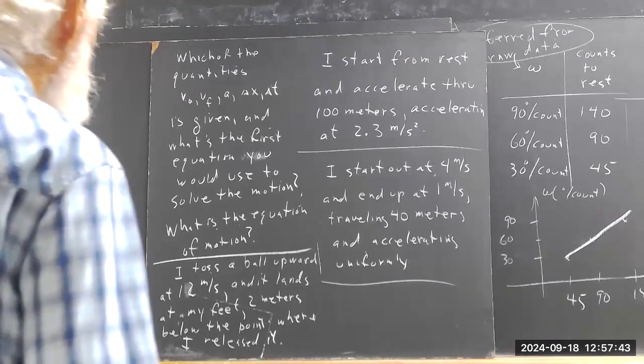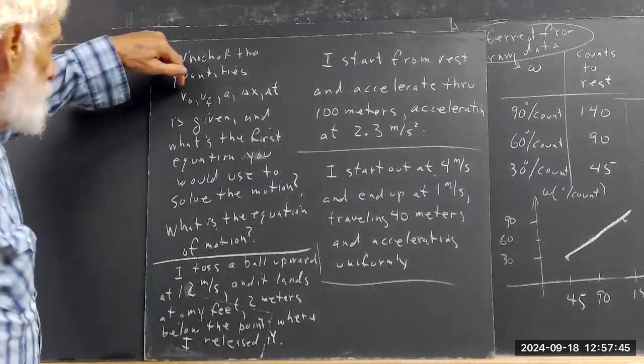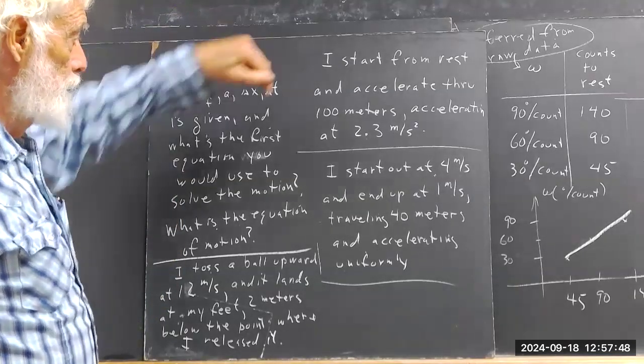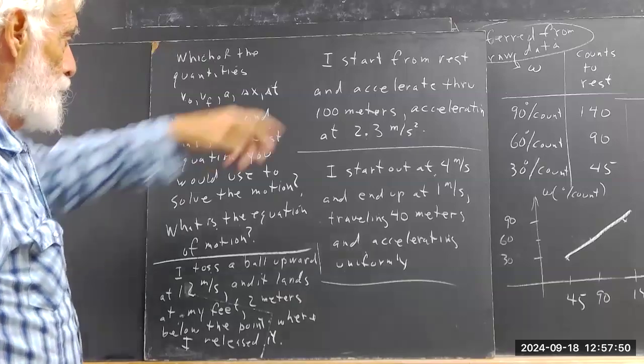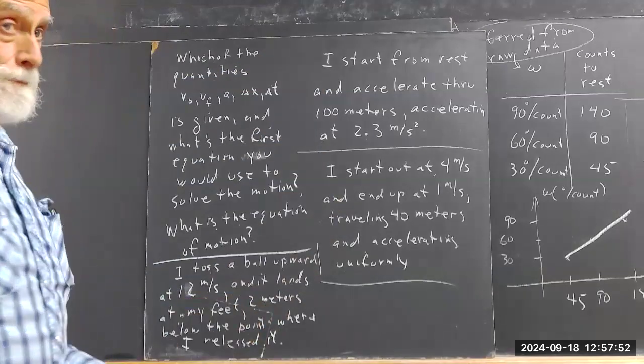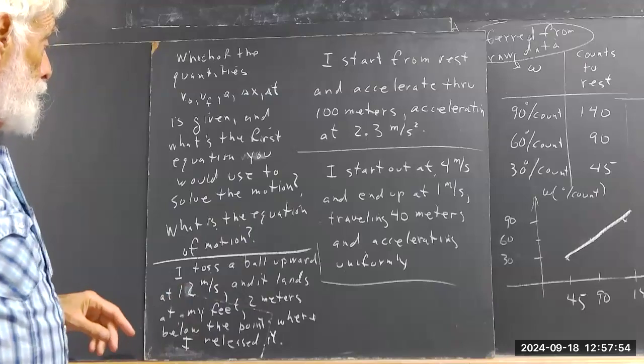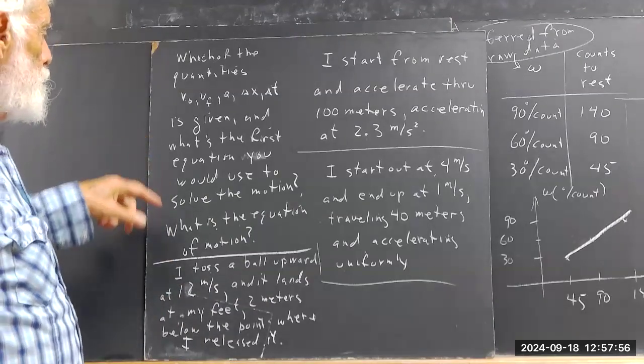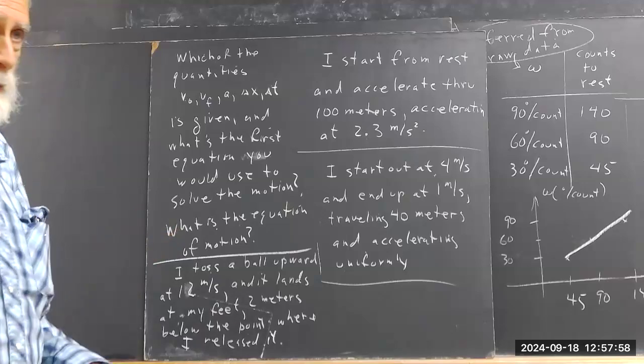Okay, so I've asked you to identify three of the five quantities, V naught, V of F, delta X, a, delta T, in each of these situations. You did quite well with this. Then I asked, what's the first equation you would use to solve the motion?